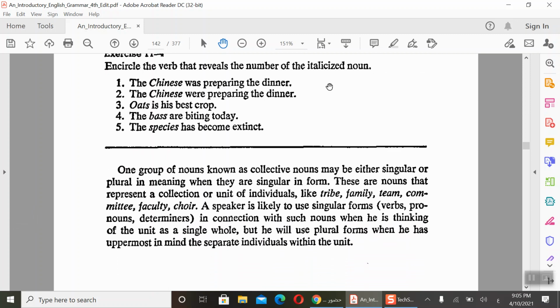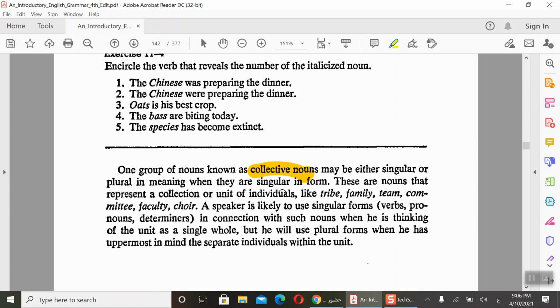See, we have another group of nouns known as collective nouns. Very important. What are collective nouns? Collective nouns may be either singular or plural in meaning when they are singular in form. Meaning what? Maybe singular or plural. But the form is what? The form is singular. You see? When you see this noun, the form is singular, but the meaning can be singular or plural.